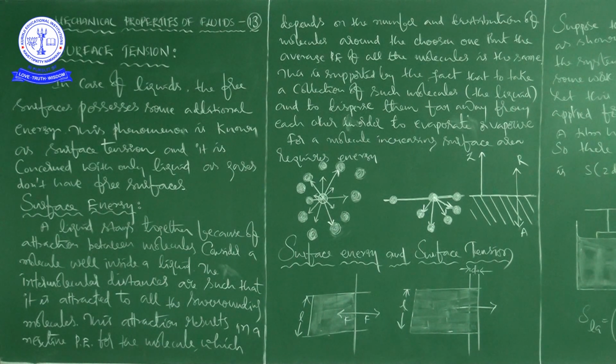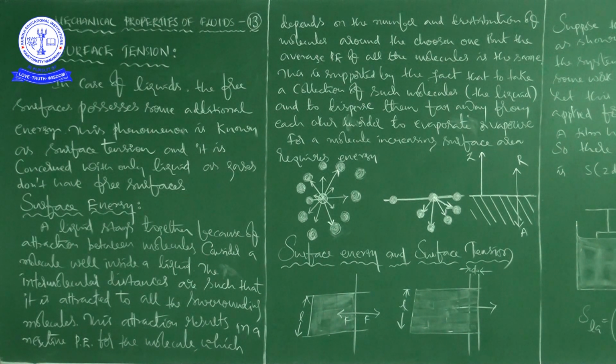This is supported by the fact that to take a collection of such molecules and disperse them far away from each other in order to evaporate or vaporize, you know what is meant by evaporation and vaporization. For water, the heat of evaporation is 40 kilojoules per mole. So if you take one molecule inside the liquid, it experiences intermolecular force with the surrounding molecules.